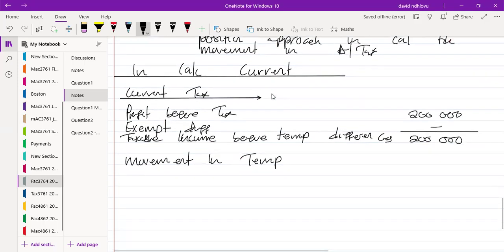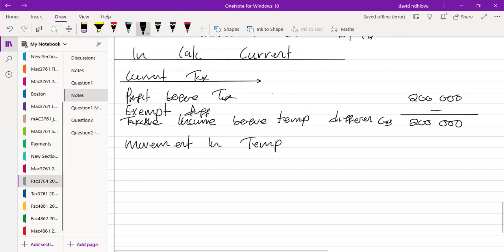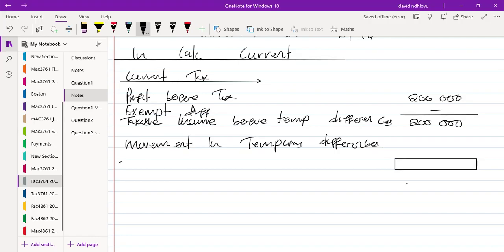You use this statement of financial position approach. This method will require you to calculate the movement in temporary differences. So you calculate one amount that you bring here, and after calculating that, you then have your figure of taxable income. The question is, how do we calculate that particular amount? How do we arrive at that particular amount?